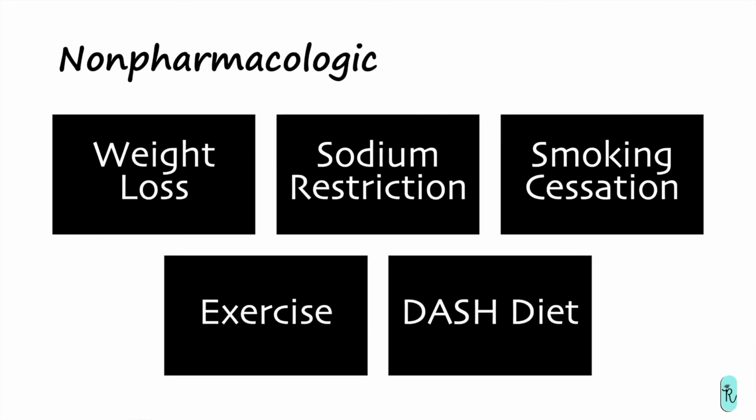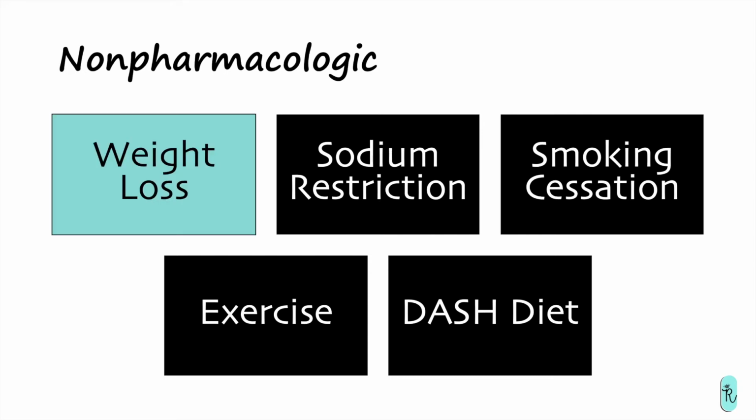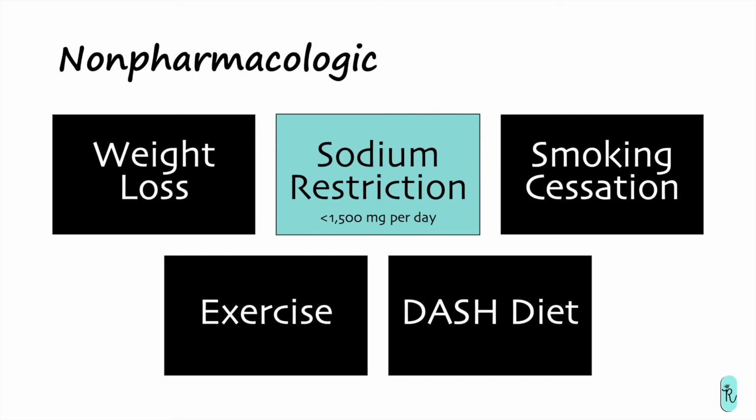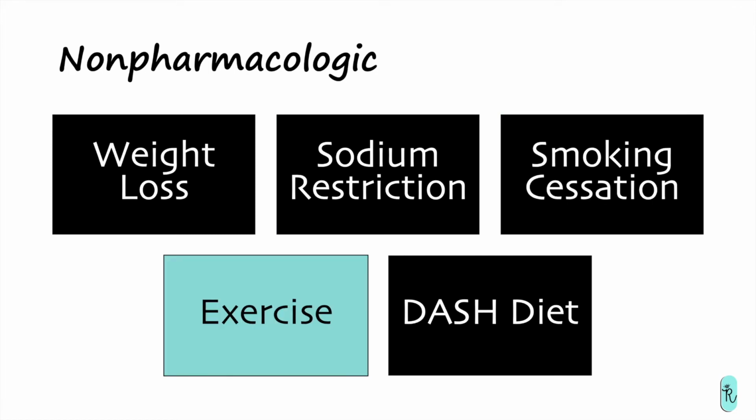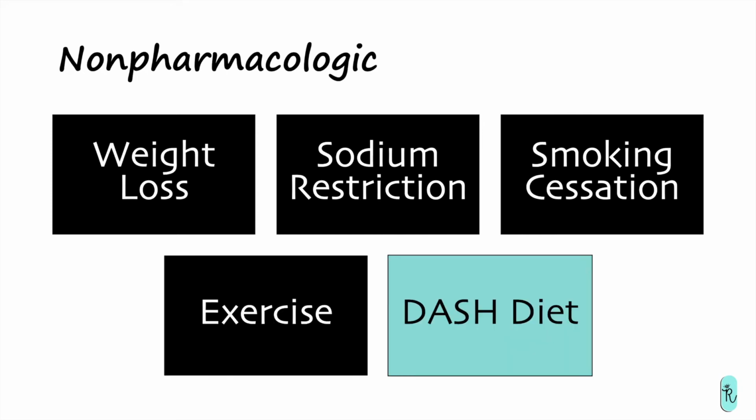So, let's take a look at how we're going to reach this goal with current treatment. An integral part of treating hypertension is through non-pharmacologic therapy. Studies show that weight loss, sodium restriction to less than 1,500 milligrams per day, smoking cessation, exercising 30 minutes per day, at least 5 days per week, and following the DASH diet, which is the most impactful way to reduce blood pressure.